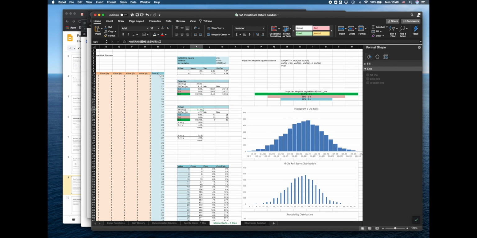So I took the average of all of these 5,000 values. We expected 21. We got 21.05. Not bad. Standard deviation, we expected 14.18. We got 14.17. Okay, now here's where we use the percentile values.